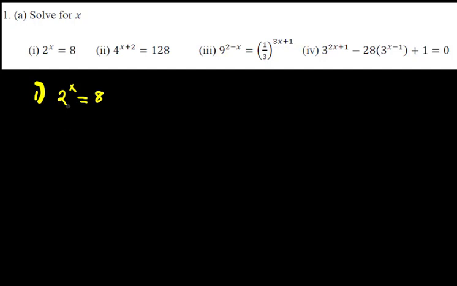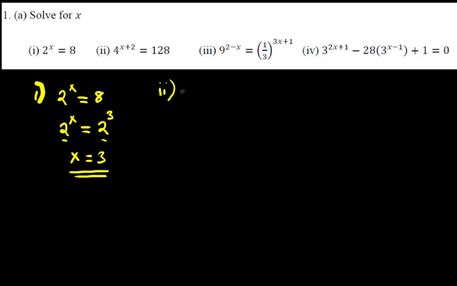Remember here our base is 2 and our power is x, then we have 8 there. So this becomes 2 power x is equal to, and this 8 we can rewrite as 2 power 3. Since the bases are the same, x is equal to 3. You can also substitute the value for x just to counter check that your answer is correct.